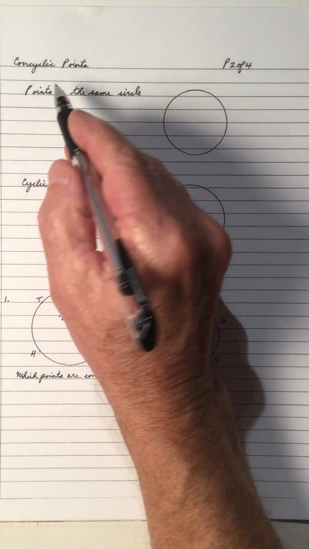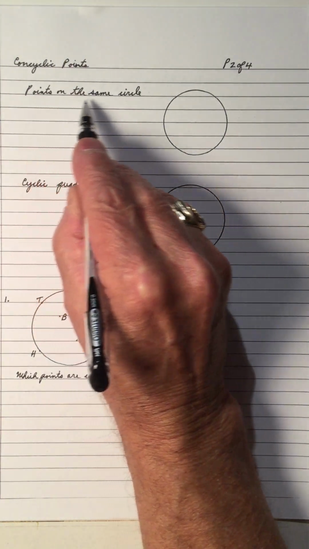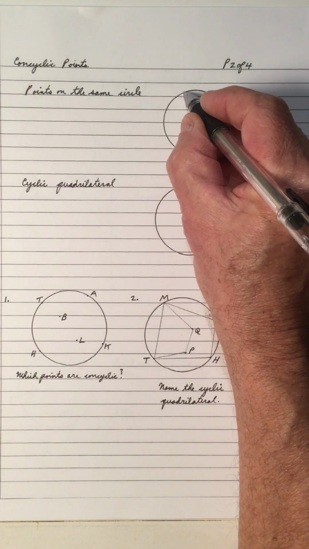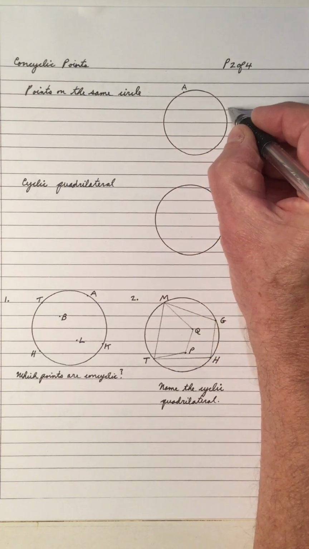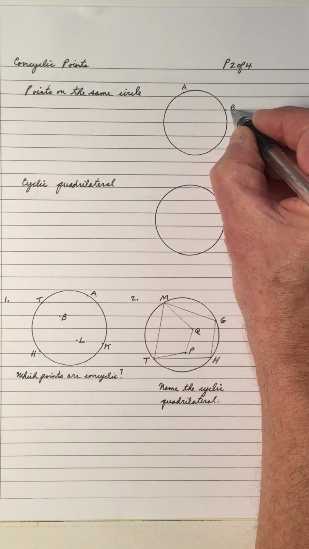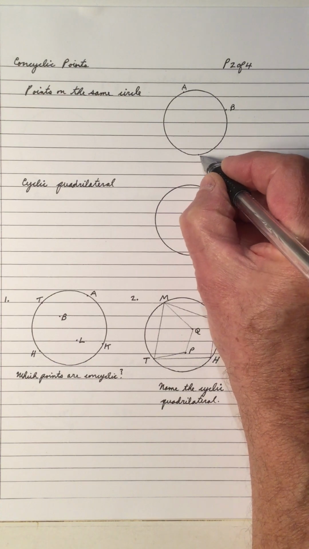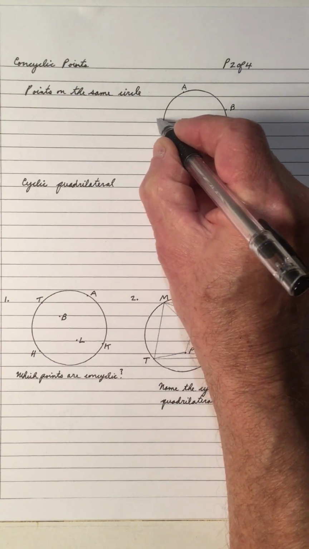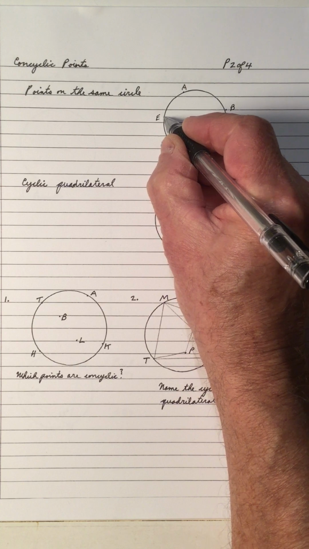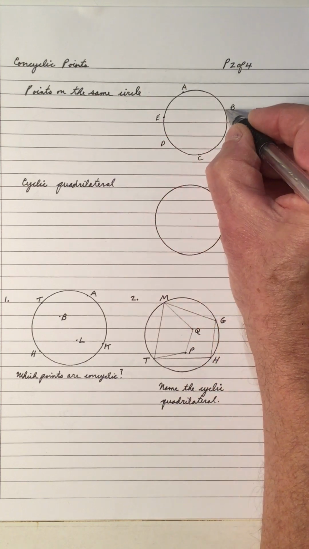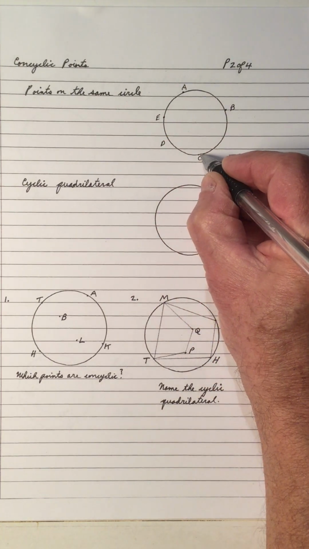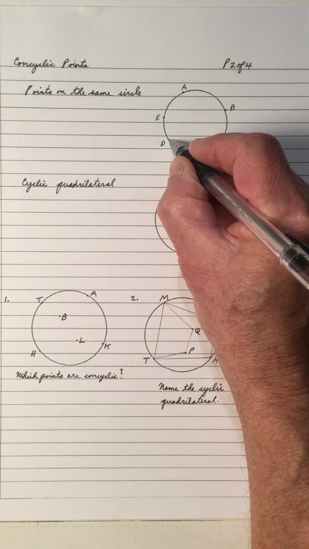Concyclic points. Concyclic points are points on the same circle. So let's plot the points A, B, C, D, and E. These are concyclic points because all the points lie on the circumference of the circle.